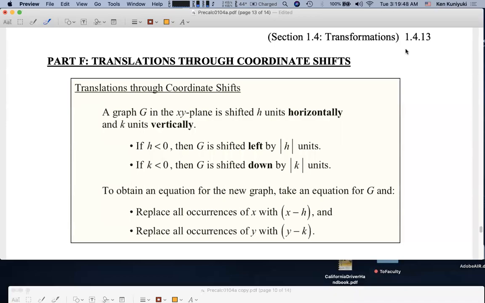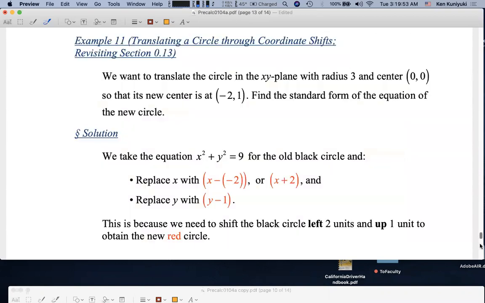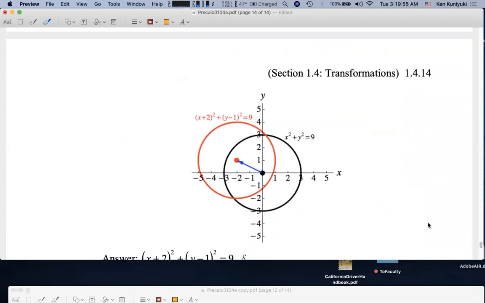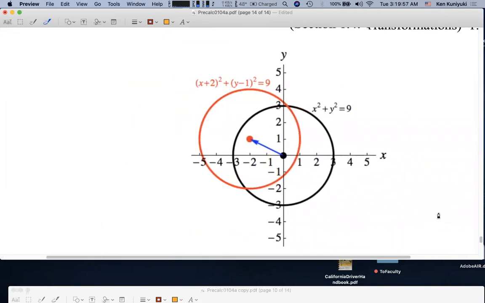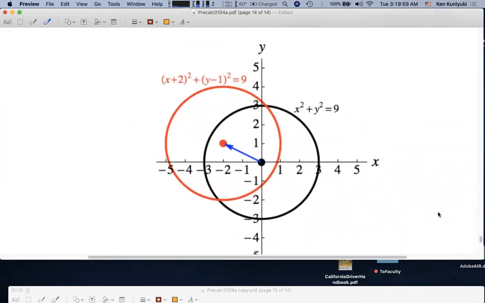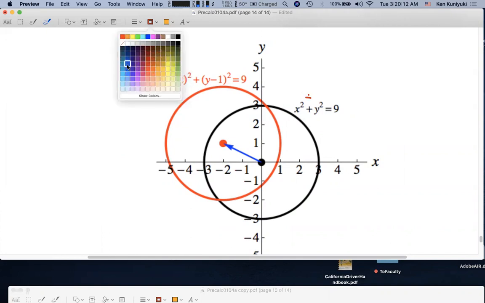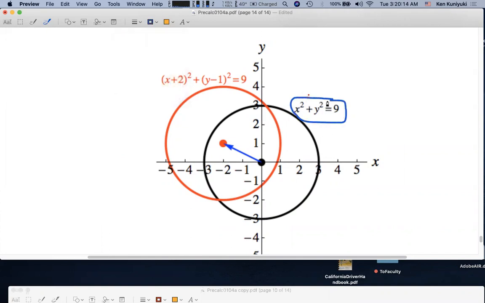Hi everyone, let's now do translations using coordinate shifts. We're going to go back to an old example from section 0.13 on circles. These techniques will work even for graphs that fail the VLT and situations where we don't have y as a function of x. So here we have the graph of x squared plus y squared equals 9. It's a circle of radius 3 centered at the origin.